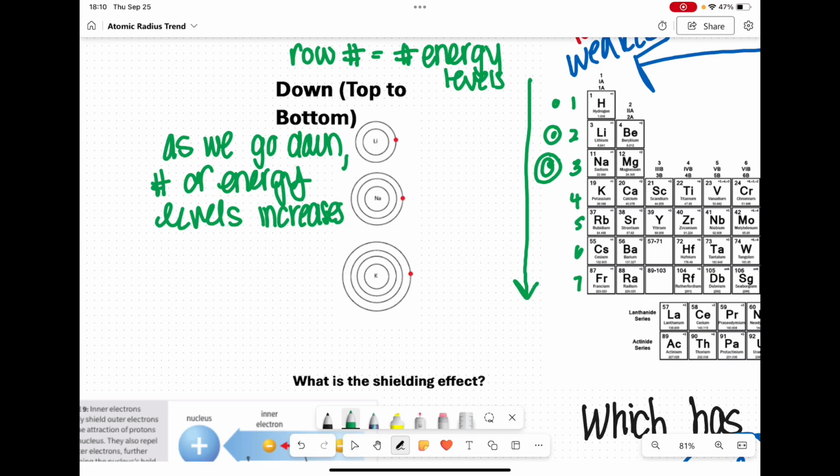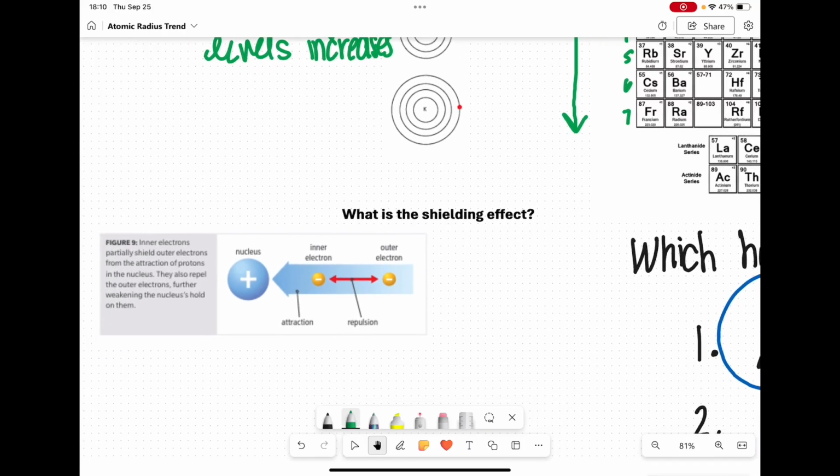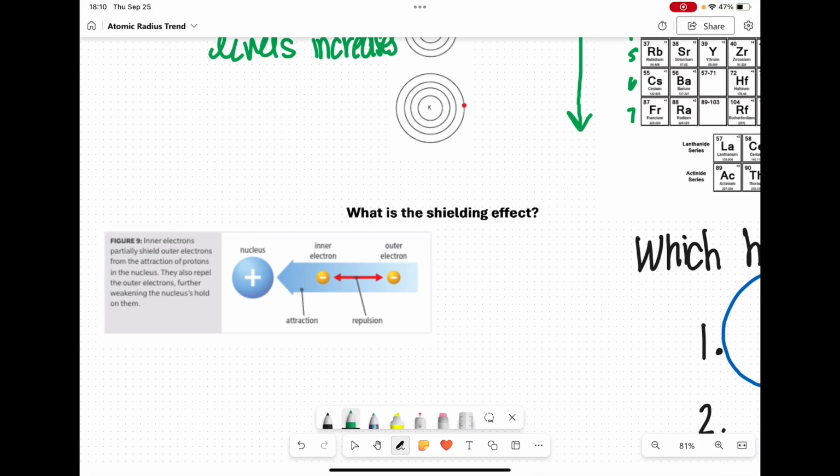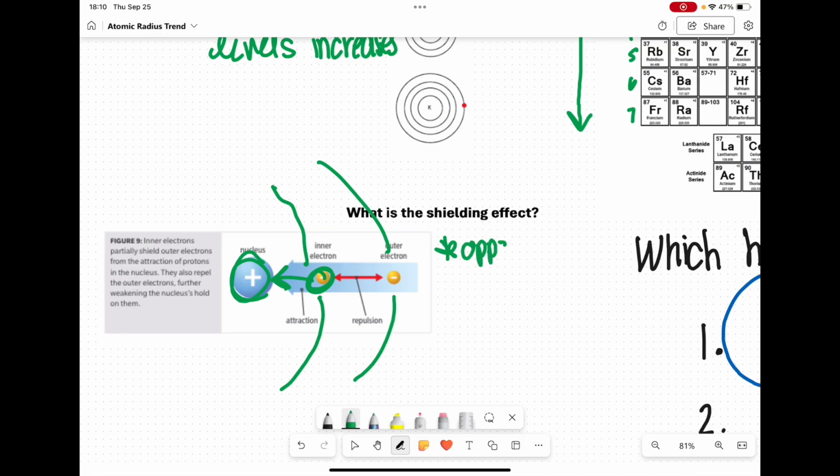Now, even though we're adding electrons and we have more protons, it does not get smaller because of what we know as shielding. So if this is our nucleus right here, this would be like the first ring, this would be the second ring. We know that opposites attract. So we know that there's attraction between this electron and the nucleus, but same charges repel.